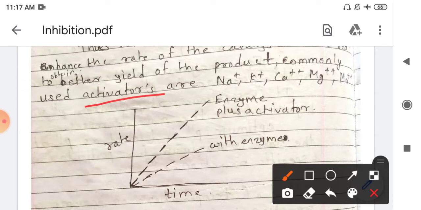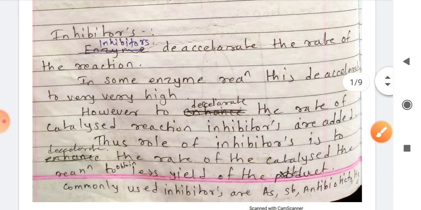What are the examples of activators? Examples are sodium, potassium, calcium, magnesium, manganese. Generally we can say that these s-block elements are quite useful as activators. The main point is that activators are generally used to increase the rate of slow enzyme catalyzed reactions. That is one important thing. Now next are the inhibitors.